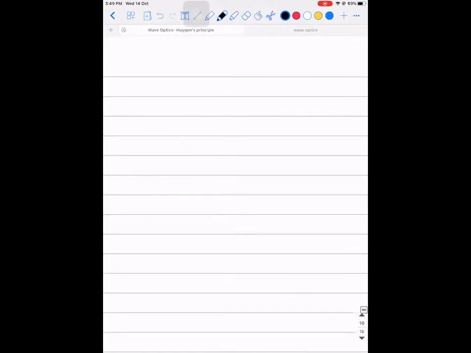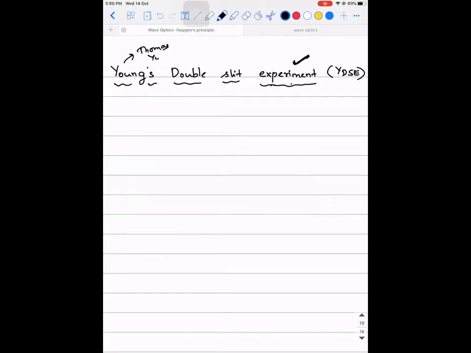So keeping all these factors in mind, there is an experiment called Young's double slit experiment, which is called YDSE. Let me explain what it is. It is an experiment made by a scientist named Thomas Young. Double represents two slits, meaning openings.